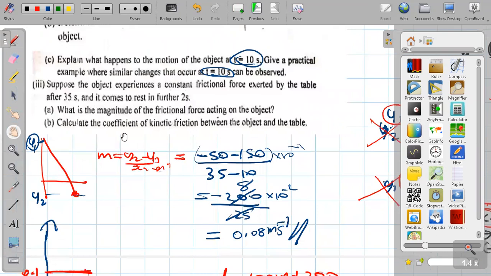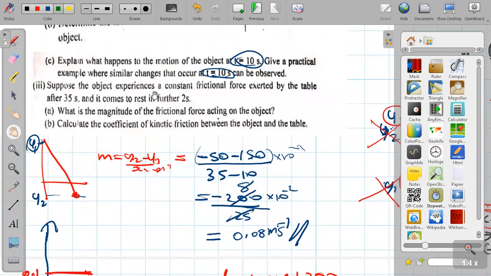Number 3, suppose the object experiences a constant frictional force exerted.